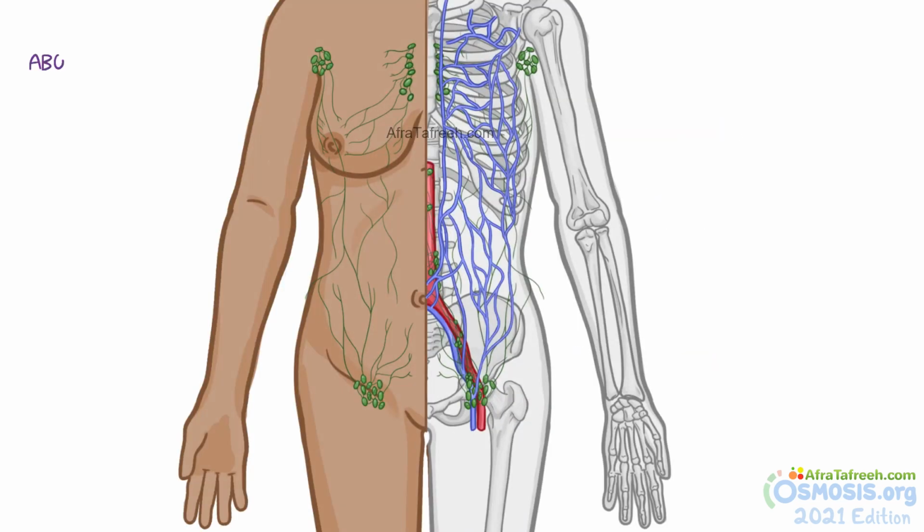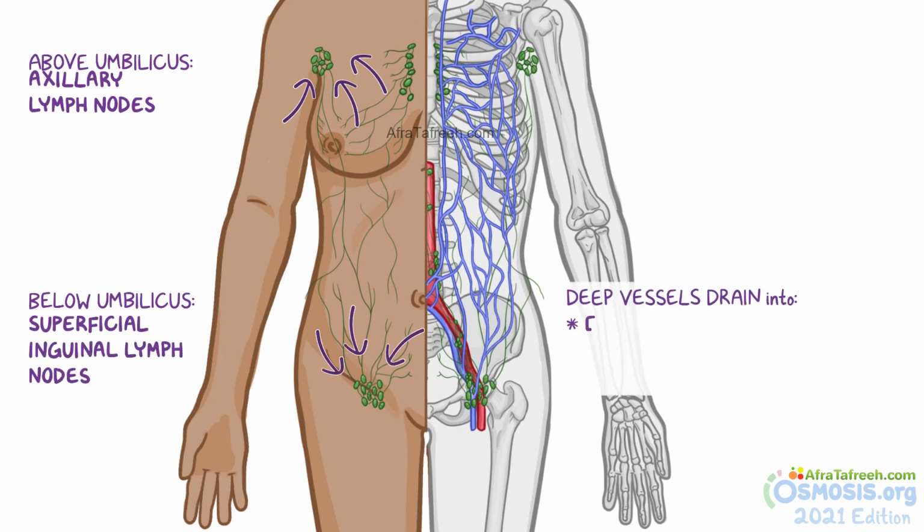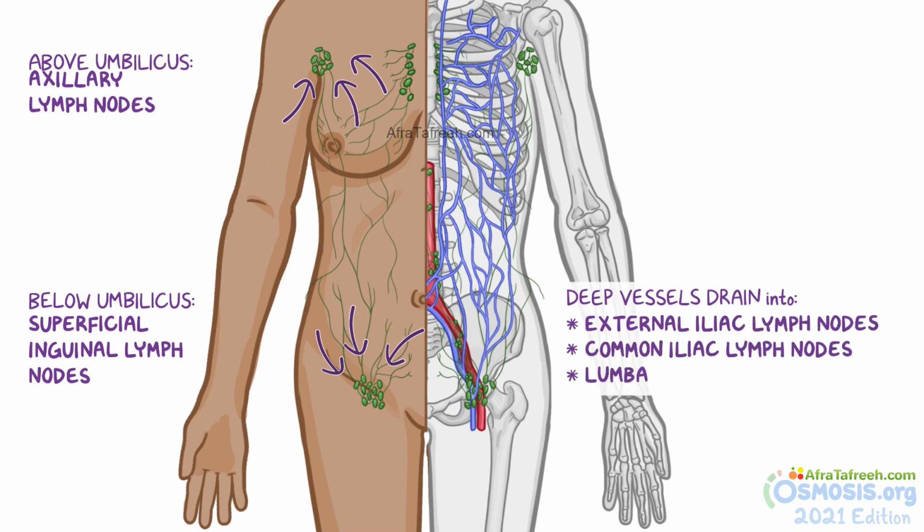Superficial lymph vessels above the umbilicus primarily drain towards the axillary lymph nodes, whereas below the umbilicus they drain towards the superficial inguinal lymph nodes. Deep lymph vessels drain into the external iliac lymph nodes and common iliac lymph nodes, as well as the lumbar lymph nodes.